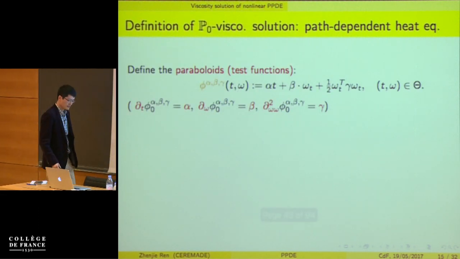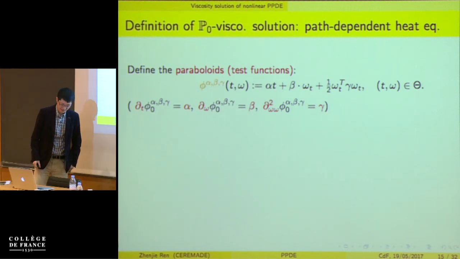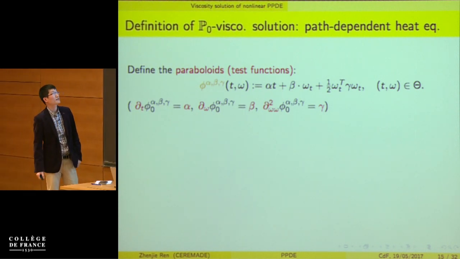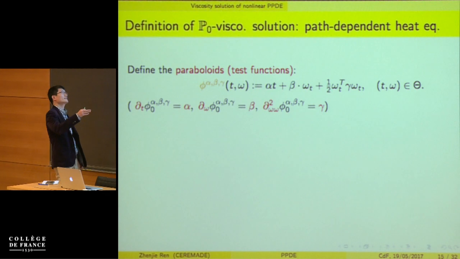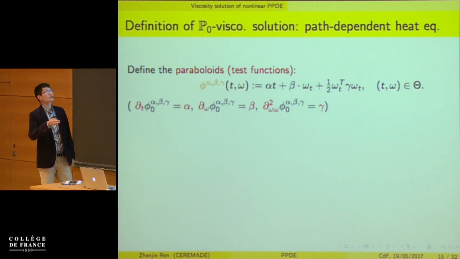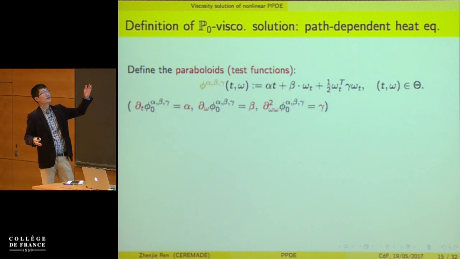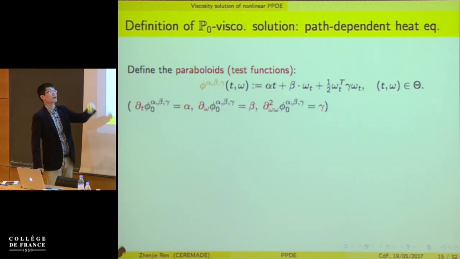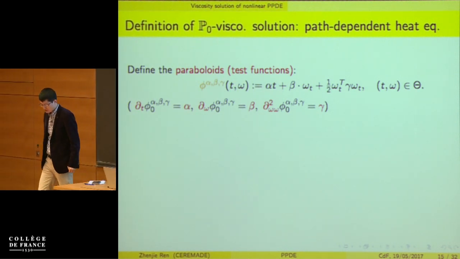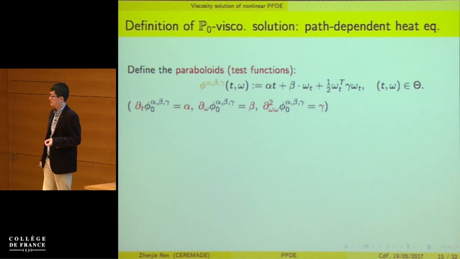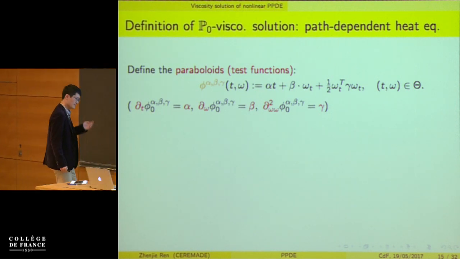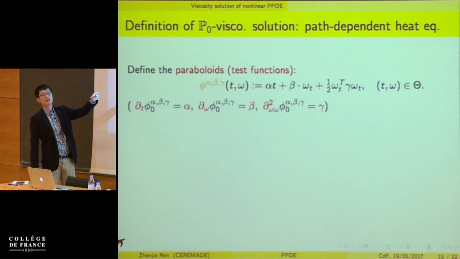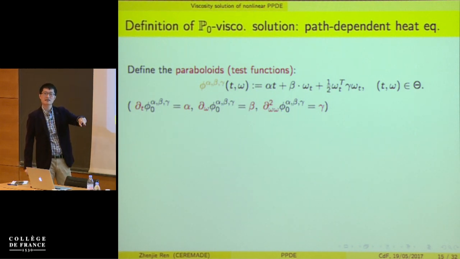Recall that in the classical viscosity solution literature, we have the notion of jet. So in fact, we can do the same thing for the path-dependent PDE. Here, the jets are paraboloids in the path space, with the coefficients alpha, beta, gamma. So phi alpha, beta, gamma are paraboloids defined as follows: alpha t plus, and so on. And we see that, very interestingly, the paraboloid is not path-dependent. It is defined in the path space, but it only depends on the value of the path at time t instead of the whole path.